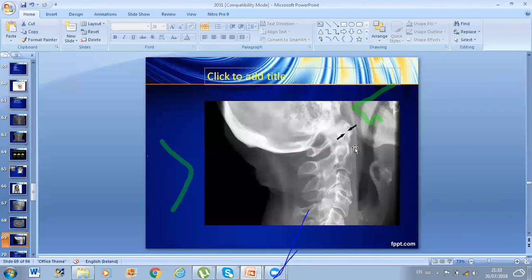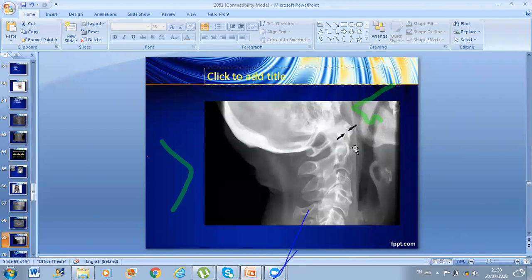More than 4 mm, you suspect the transverse ligament is ruptured. Less than 3 is critical. More than 4 mm, the transverse ligament is suspected to rupture. More than 6 mm, the transverse ligament is surely disrupted. And you have to always do flexion and extension views.